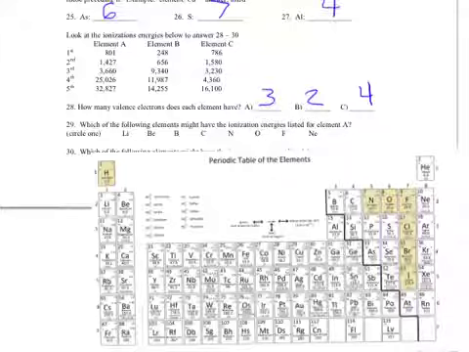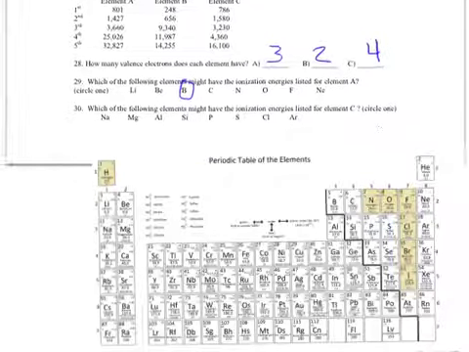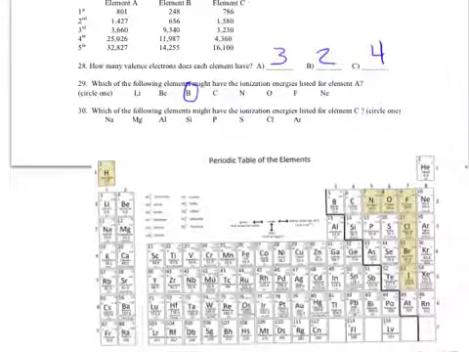29. Which of the following elements might have the ionization energies listed for element A? Well, element A, as we said before, has 1, 2, 3 valence electrons. So I need something from column 3, and that would be right there, boron. Hey, we're almost done with our homework, look at this. And our last one is, which of the following elements might have the ionization energies listed for element C? Element C has 1, 2, 3, 4 valence electrons, and then the big jump. So I got to go to column 4, and therefore it would have to be something in this column here, and that looks to me like it might be our old friend silicon.